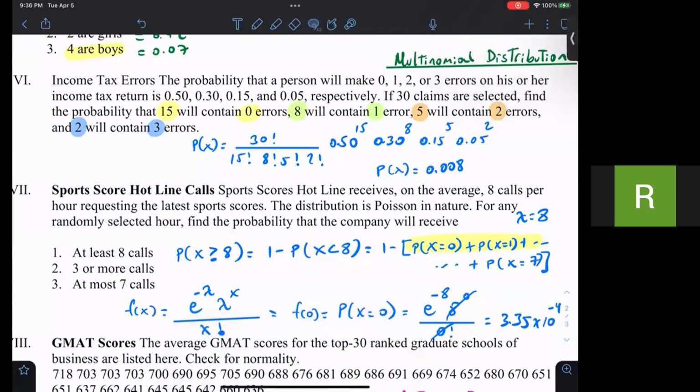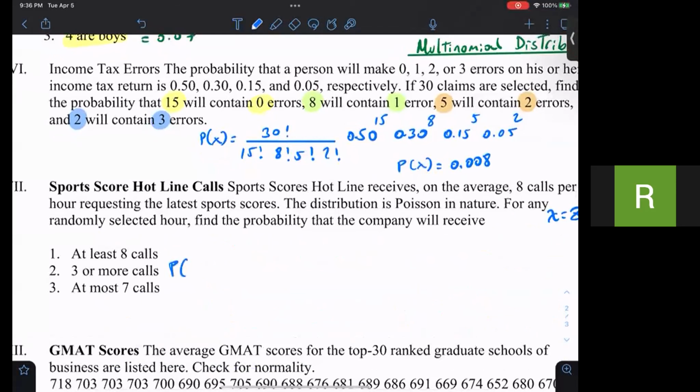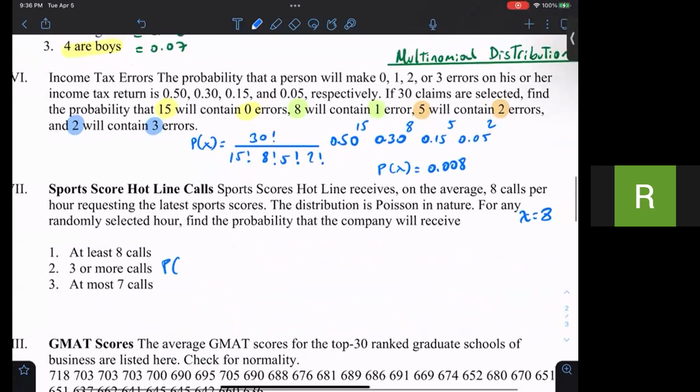So for the next one, that's what you need to do, right? That's the idea. I will give you the answer in a little bit. So here, 3 or more. 3 or more means what? 3 or more means this: probability of 3 or more. Actually, yes, it includes 3, 3 or more. So 3 or more implies this.